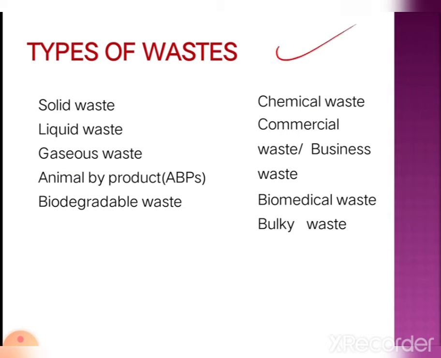Now, what are the types of wastes? As you know, wastes are produced maybe in the solid state, maybe in the liquid state, or maybe in the gaseous state, looking at the physical states. And also, the waste may be in the form of animal byproducts, biodegradable wastes, chemical waste which is produced from the chemical industries or laboratories, commercial wastes or business wastes, biomedical wastes which are released from the hospital, or bulky wastes which are produced from the industries, etc.